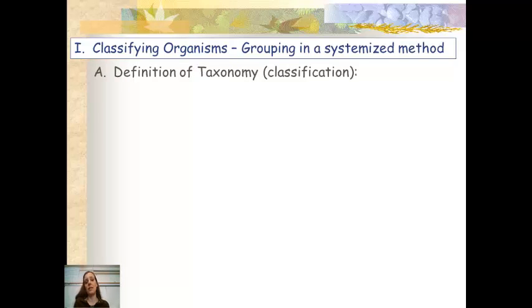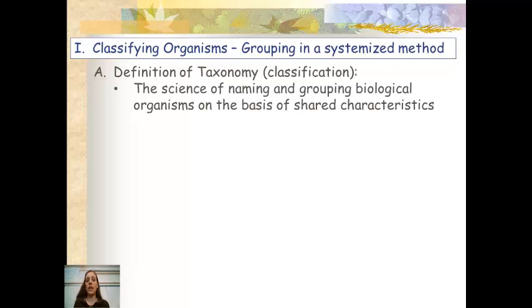So let's get started. So classifying organisms. Classification is grouping organisms in a systemized method. Classification is known as taxonomy. Taxonomy is essentially classification. So the definition of taxonomy is the science of naming and grouping biological organisms on the basis of shared characteristics.